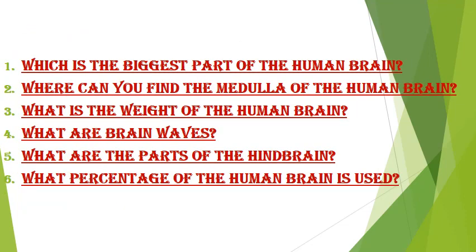So some questions arise from this chapter. It is a very interesting chapter. Which is the biggest part of the human brain? Where can you find the medulla of the human brain? What is the weight of the human brain? What are brain waves? What are the parts of the hindbrain? And what percentage of the human brain is used?